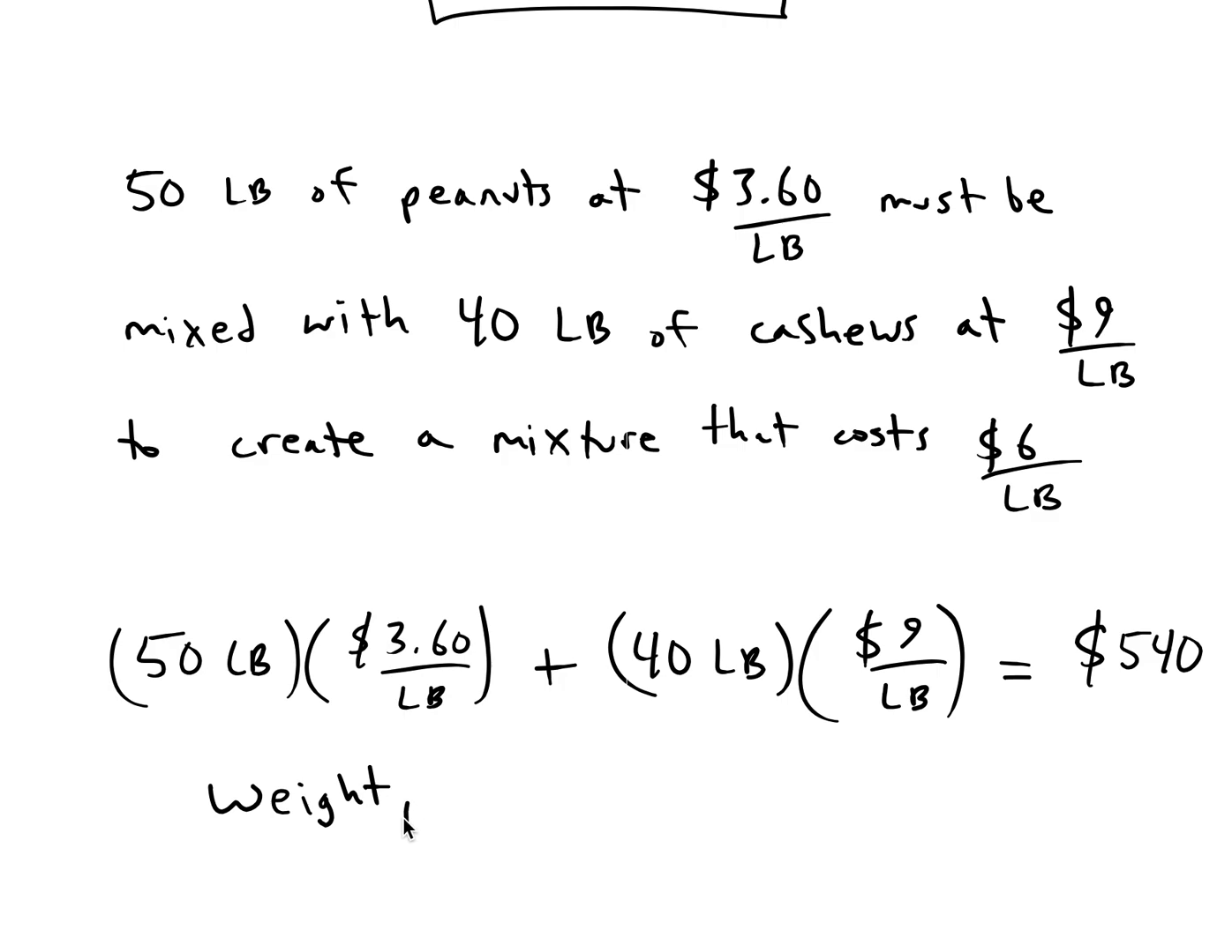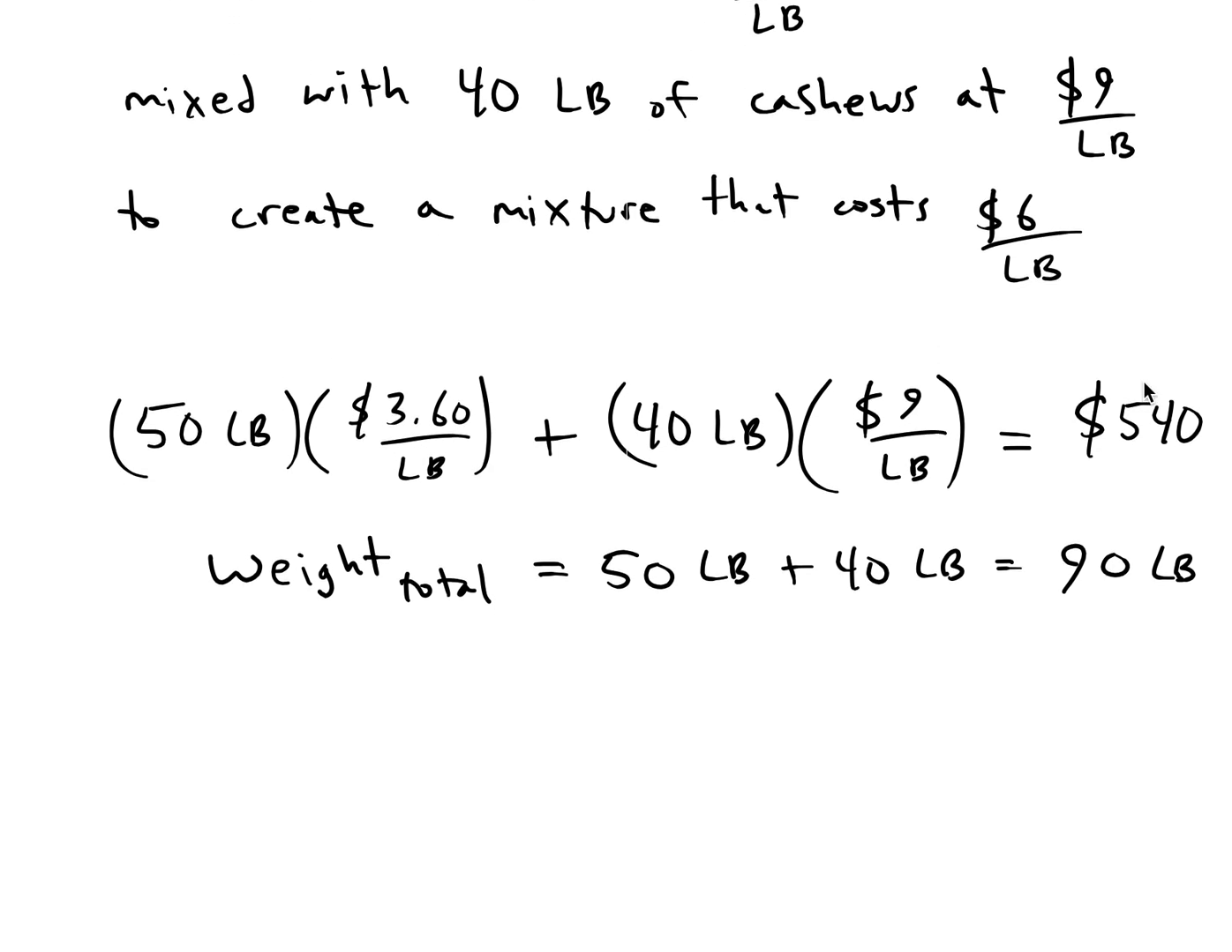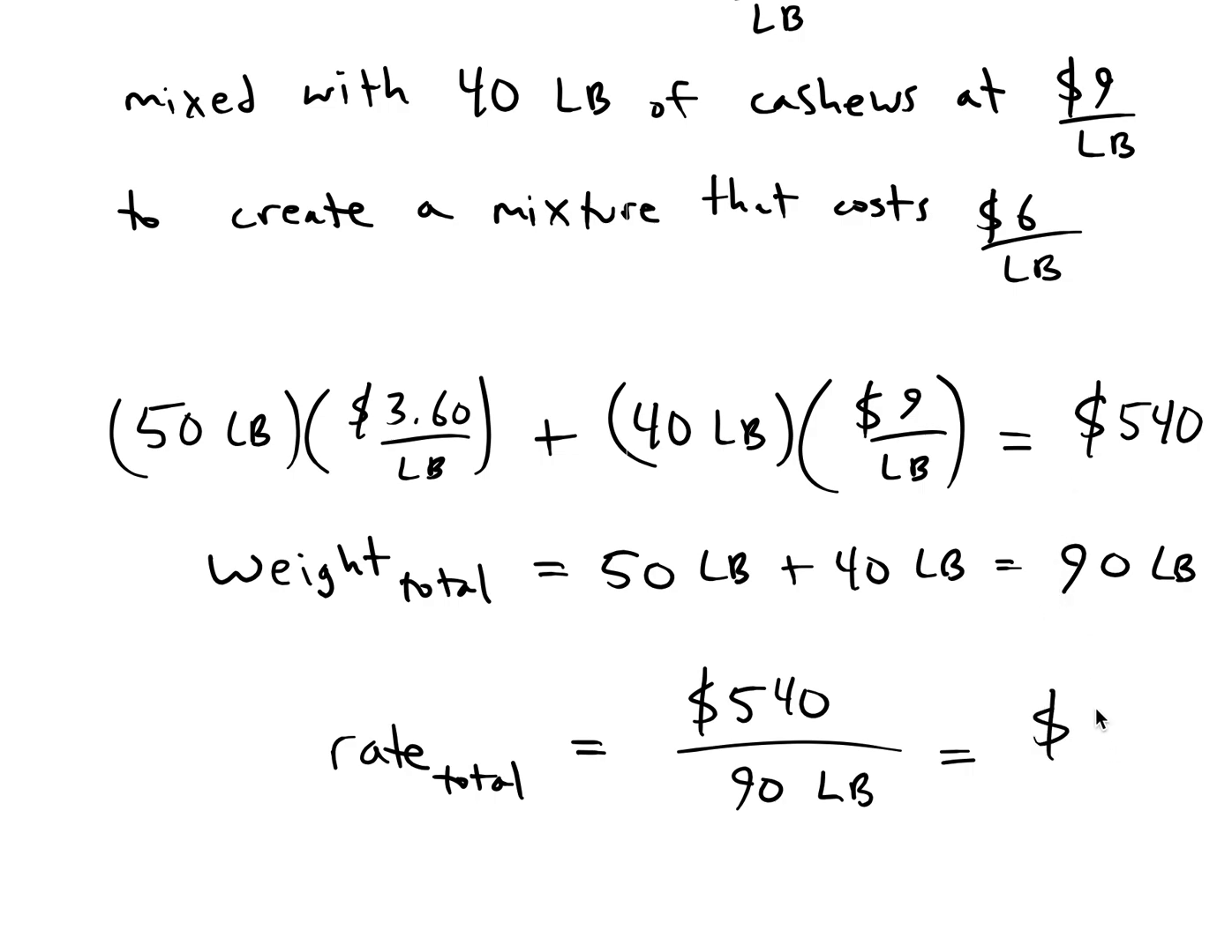But the total weight is clearly here going to be 50 pounds plus 40 pounds, which is 90 pounds. Now we can take those results and divide them to see what the rate really is. And if we did it right, it'll come out to what they said, which was $6 per pound. So divide the $540 by 90 pounds. It's $6 per pound. So it checks.